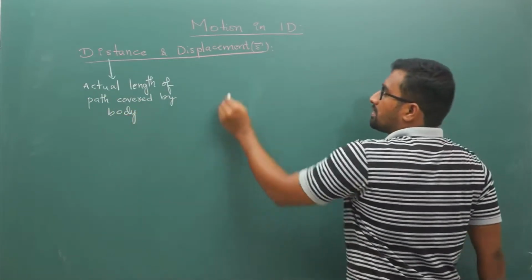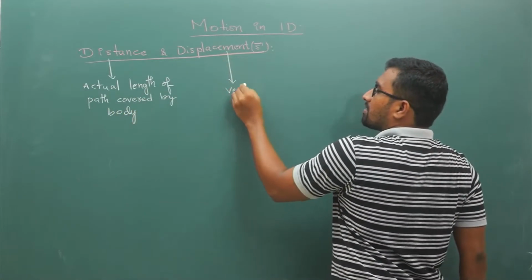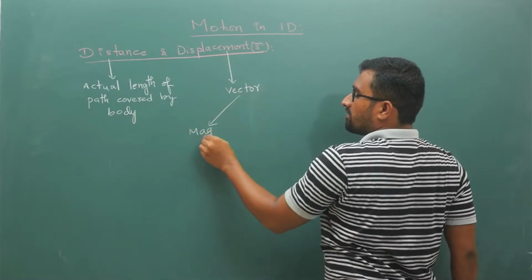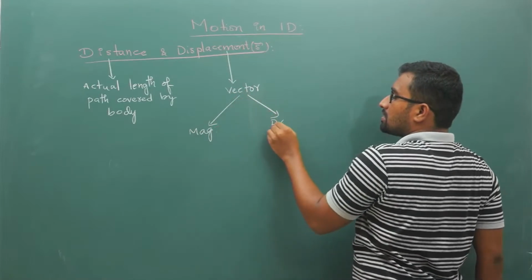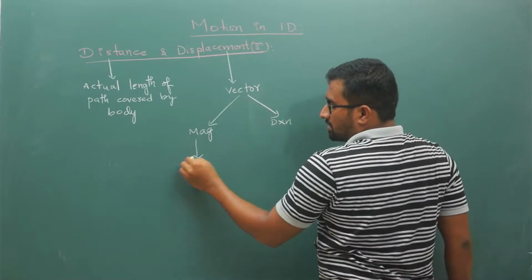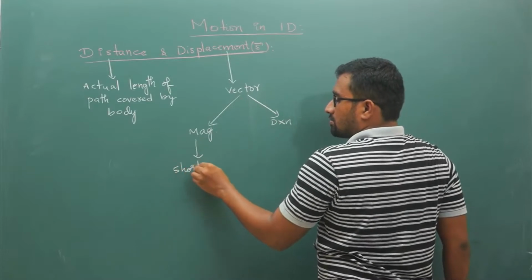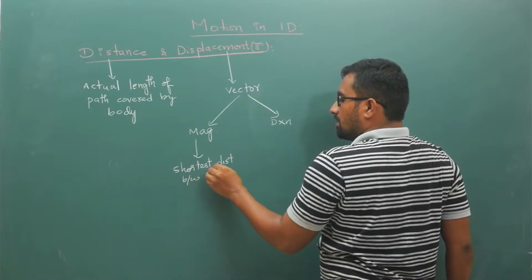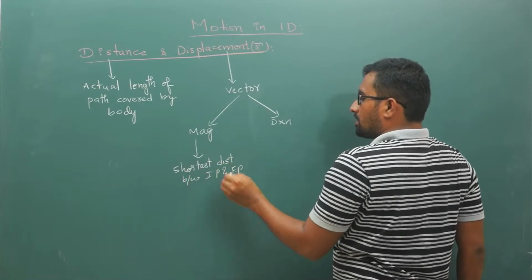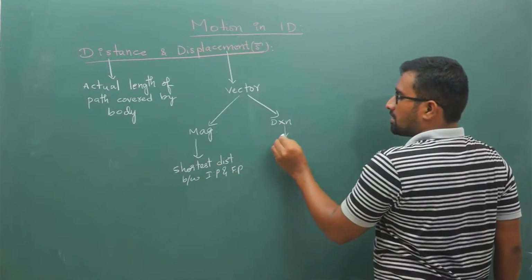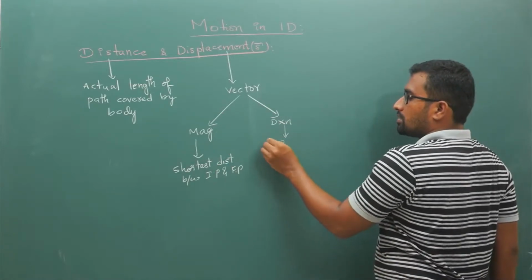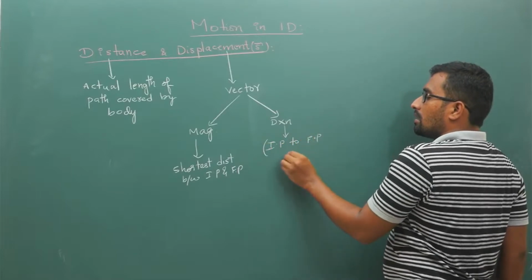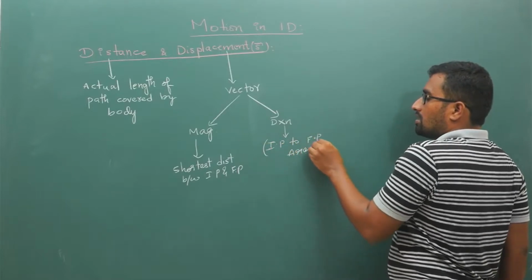Your displacement is a vector. For a vector, we know that two things are defined: one is magnitude and the other is direction. Magnitude is the shortest distance between the initial position and the final position. And coming to direction, it is an arrow from the initial position to the final position. So that is your displacement.